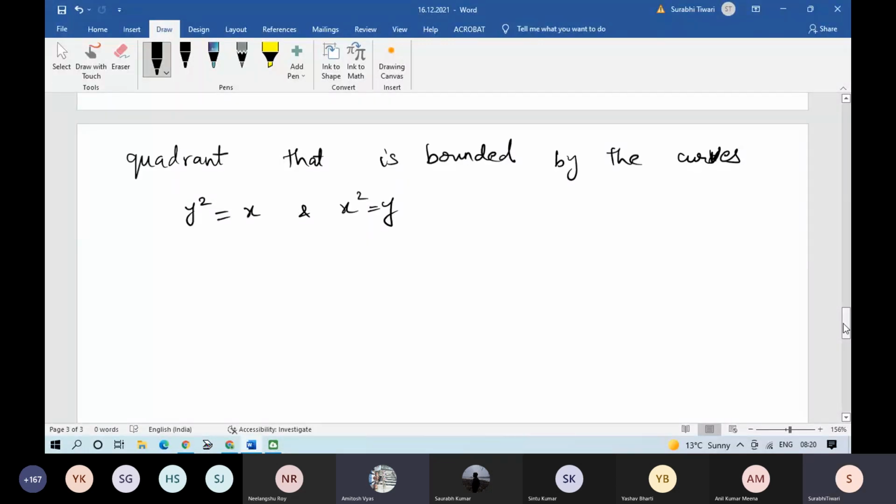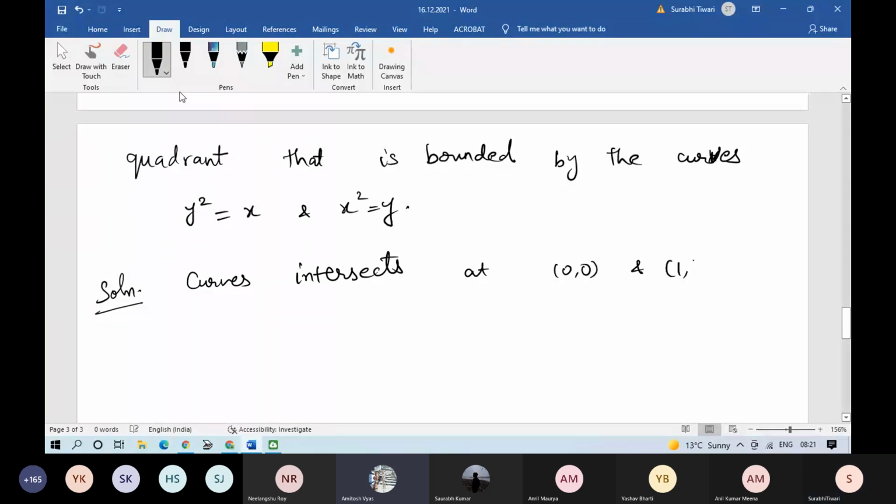So the solution: first you find out the points of intersection of these two parabolas. 0, 0 and 1, 1. Yes, ma'am. The curves intersect at 0, 0 and 1, 1.